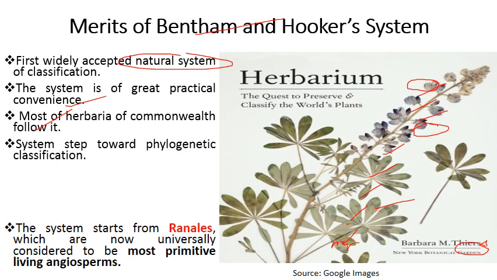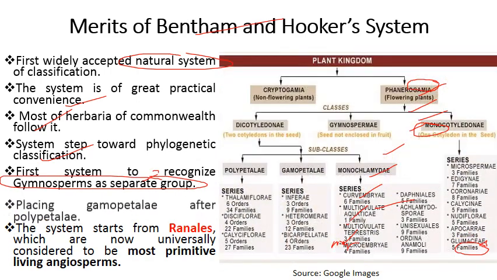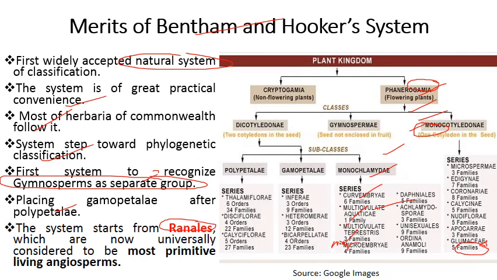The system takes steps towards phylogenetic classification. It is the first system to recognize gymnosperms as a separate group. Gymnosperms were recognized as a separate group by them. Then placing gamopetalae after polypetalae is again a correct sequence. The system starts from Ranales, which is very important. It means it is the oldest angiosperm we can say, which is now universally considered as the most primitive living angiosperm. So the order Ranales is considered primitive.